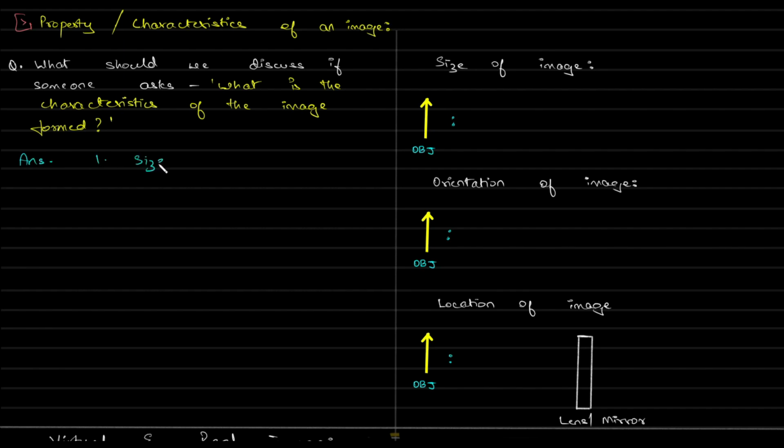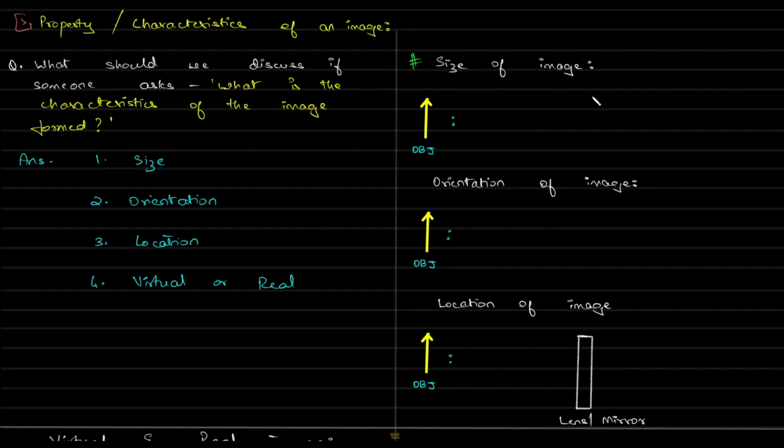the size of the image, the orientation, then location. You can talk about location. And the fourth one, it's a bit new to you, is whether it is virtual, if not real. Now let me explain all of this in detail. So first thing is the size.